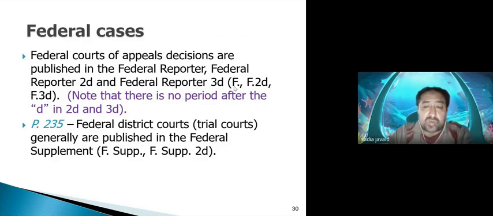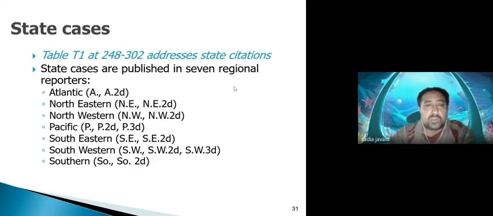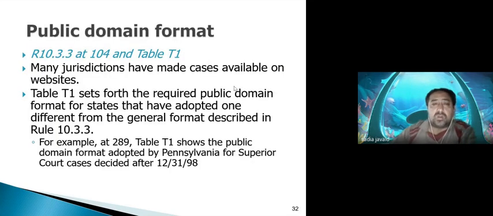Federal district courts, trial courts, are generally published in the Federal Supplement. State cases: Table T1 at 248-302 addresses state citations. State cases are published in several regional reporters: Atlantic, Northeastern, Northwestern, Pacific, Southeastern, Southwestern, and Southern. So these are all simple.